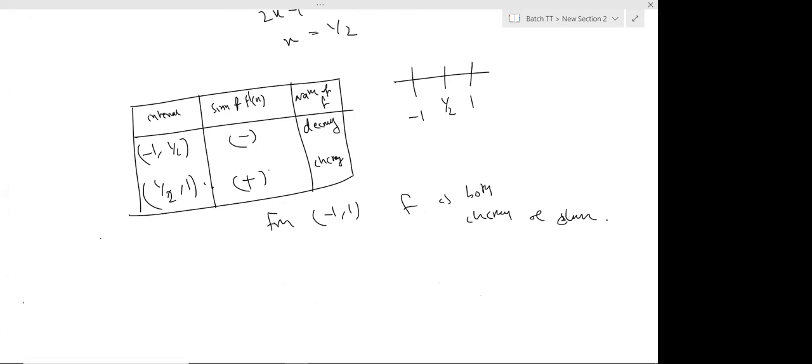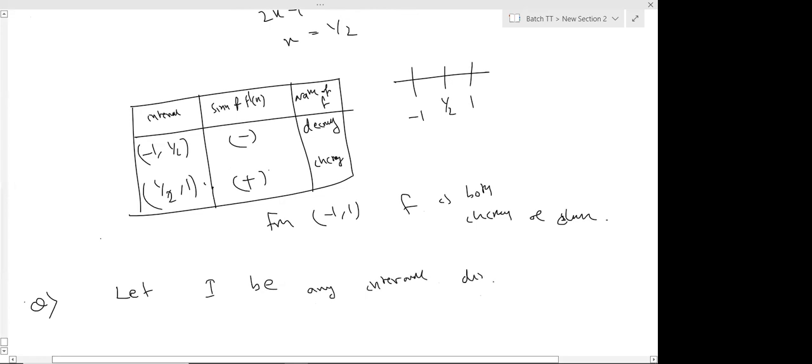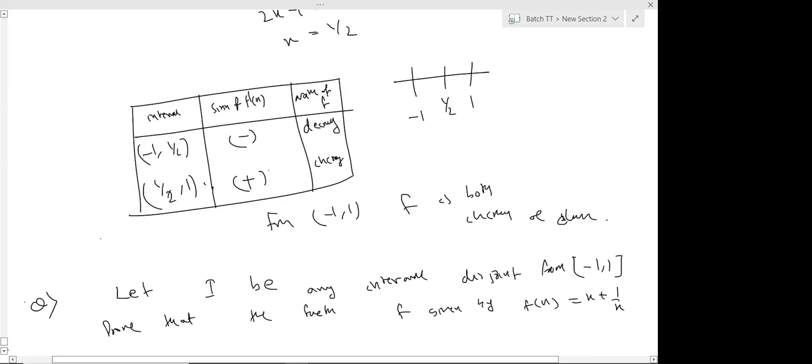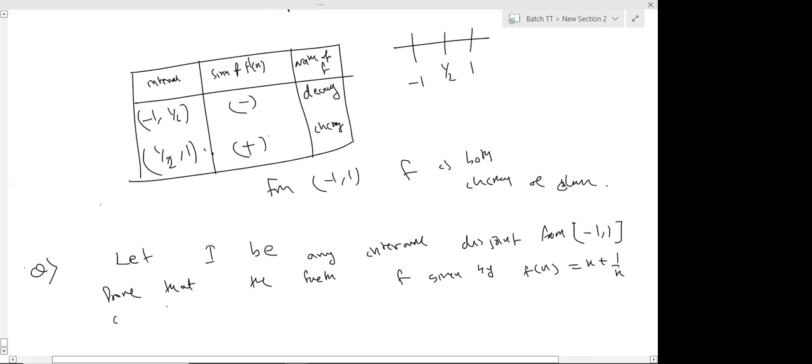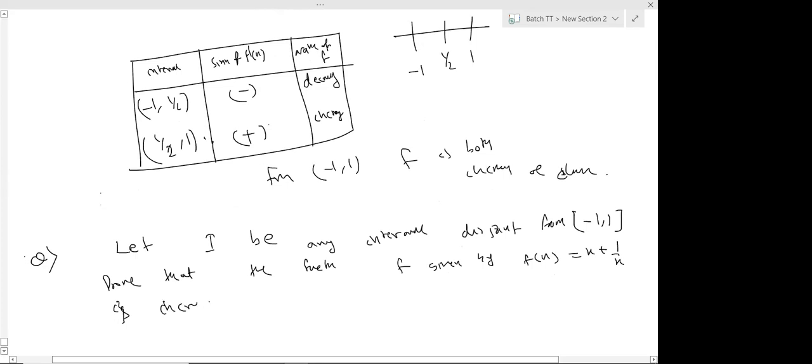The next question, please try to solve this. Let I be any interval disjoint from minus 1 to 1. Show that the function f given by f of x equals x plus 1 upon x is increasing on I. All right, please try to solve this.